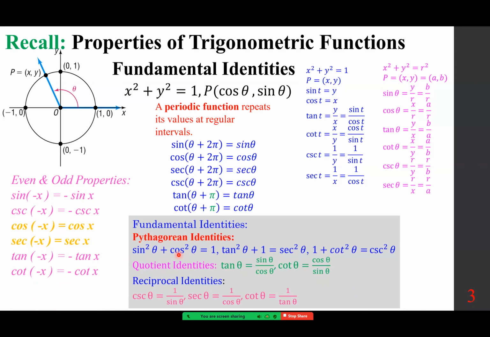Pythagorean identity starts with sine squared plus cosine squared equals 1 and continues. Quotient identity starts with tan is sine over cosine, cotangent is cosine over sine, and reciprocal identities were basically mentioned here. Cosecant, 1 over sine, secant, 1 over cosine, cotangent, 1 over tangent. By the way, when sine squared and cosine squared add up to 1, you can divide both sides by sine squared once, and then the second time by cosine squared, and create 2 more identities. Tan squared plus 1 is secant squared, 1 plus cotangent squared is cosecant squared.